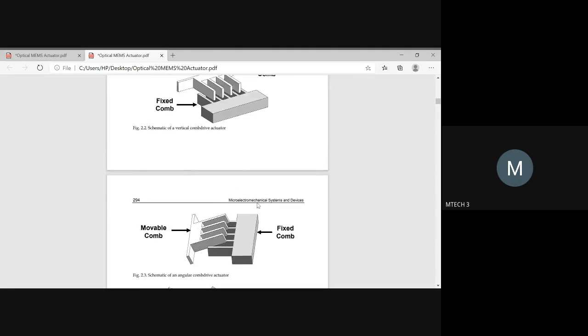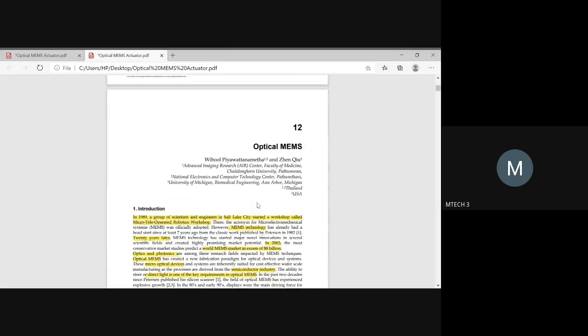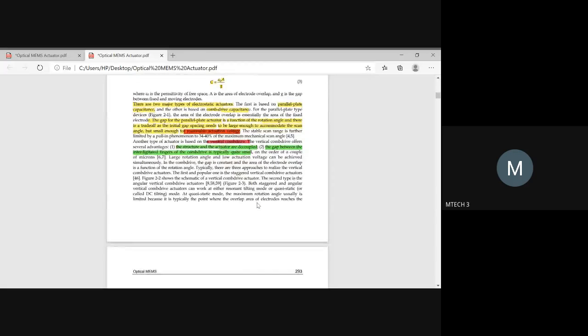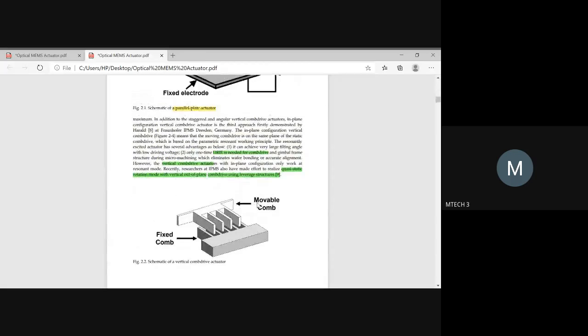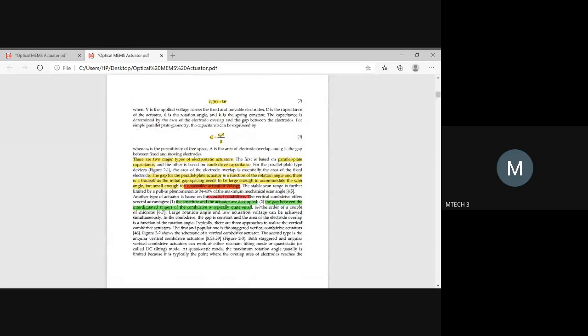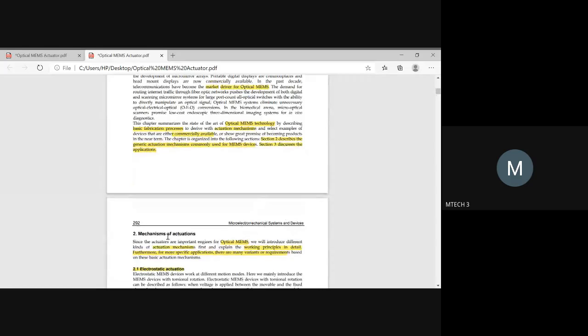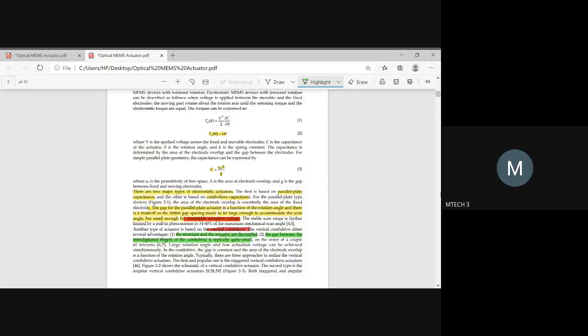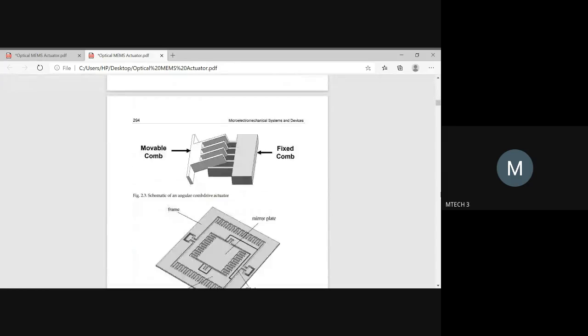But even this magnetic actuation is under the section of mechanisms of actuation. Magnetic actuation is the second one, electrostatic actuation is the first one. So we just dealt with these two.